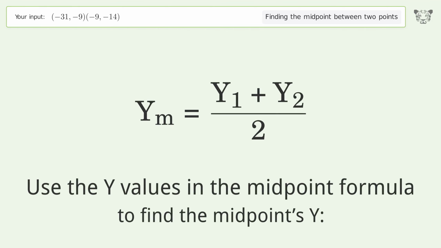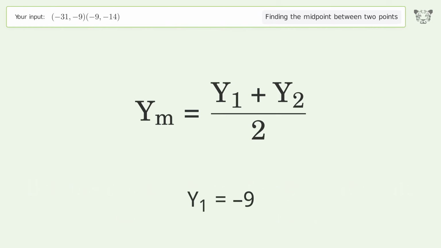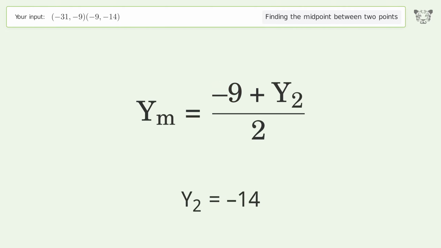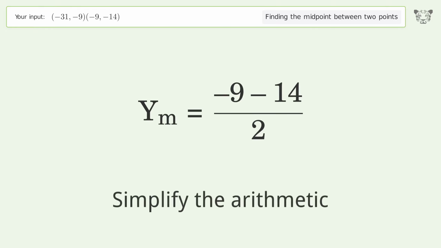Use the y values in the midpoint formula to find the midpoint's y. y1 equals -9. y2 equals -14. Simplify the arithmetic.